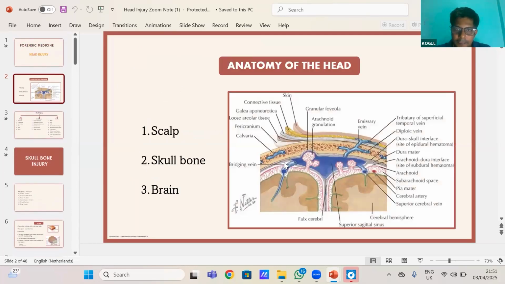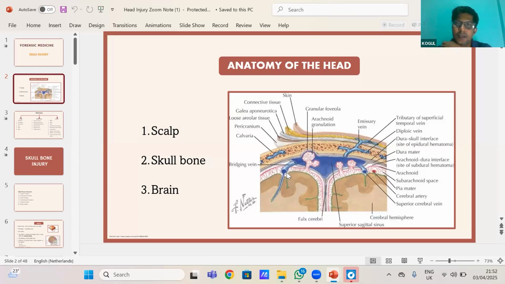Here you can see EDH is very rare. In SDH, you don't see blood vessels in this area, only the bridging vessels, which are the main source of bleeding in SDH. But this is the subarachnoid space, where you can see a lot of blood vessels and bridging vessels also there. So whenever there is a head impact, if you get SDH, it is also associated with SAH.